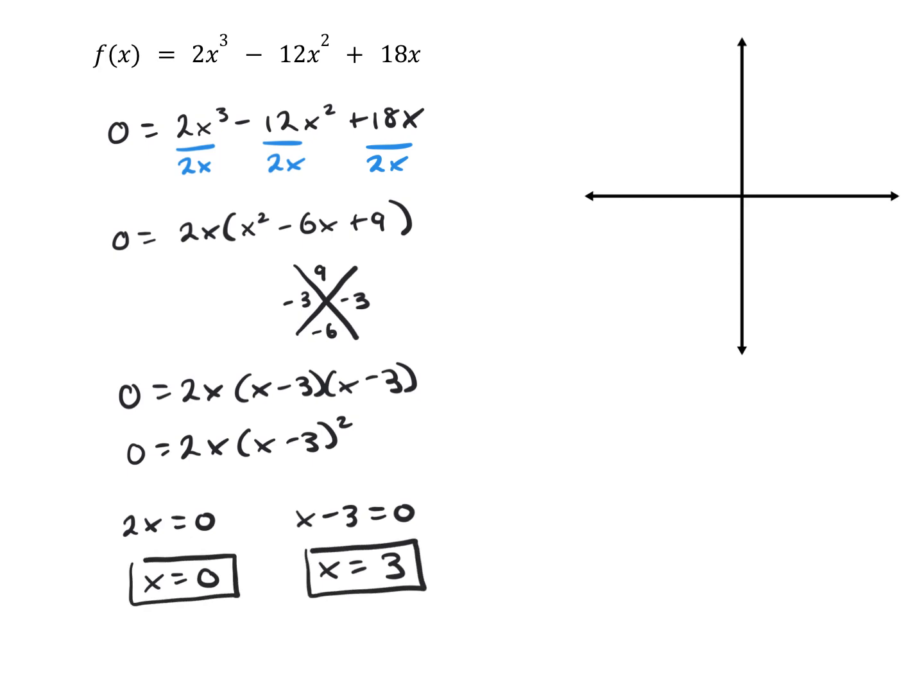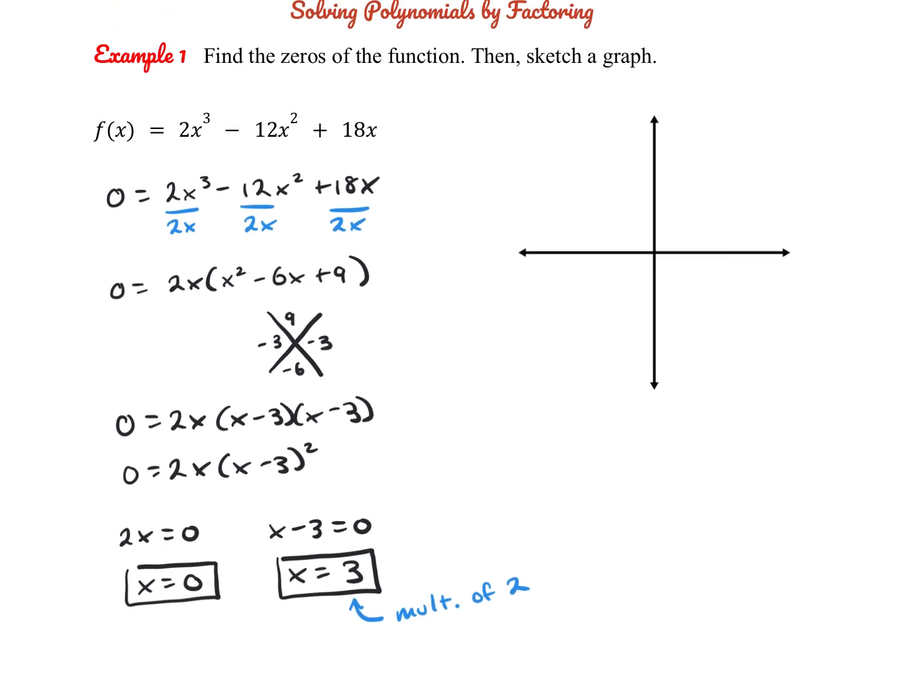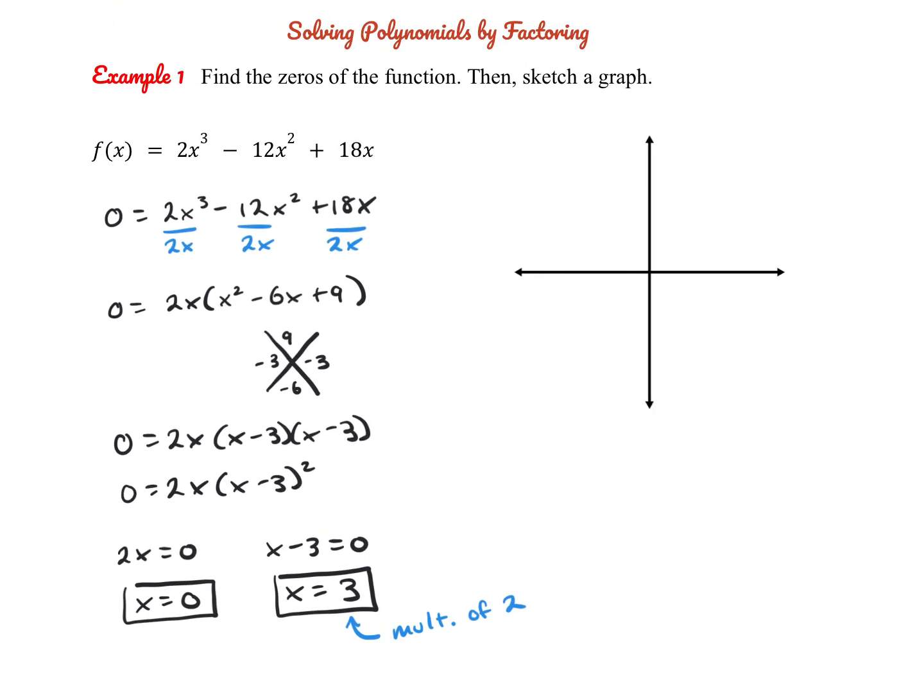I am going to make a note here, since I noticed that we have this factor squared, or again, this factor twice. Remember when we were graphing, we talked about this concept of multiplicity. So this has a multiplicity of 2. Because now that we have the zeros, we're actually going to sketch a graph. So we're going to start with plotting our zeros. So let's call this 3. And then here's the other one at 0.